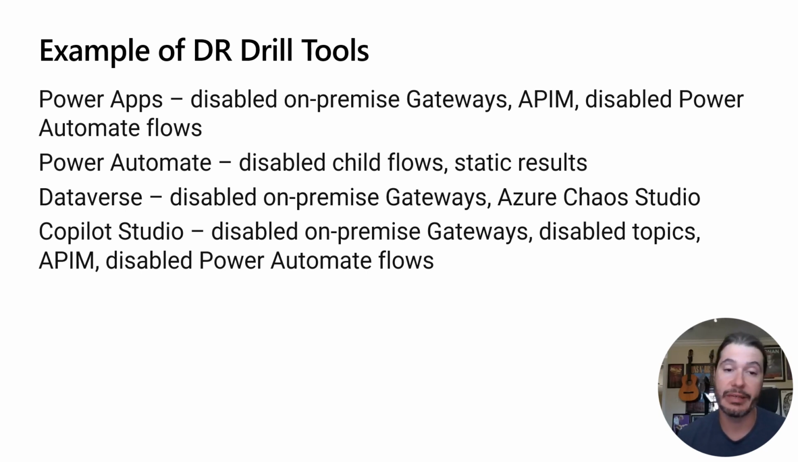For Copilot Studio, again, similar. If you're working with gateways that are pulling information locally, you can disable those. Disabling topics that would be interacted with, you can turn those off and see how it will respond. Again, APIM and Power Automate flows for any sort of integrations you may have. You can disable those and be able to run a disaster recovery.